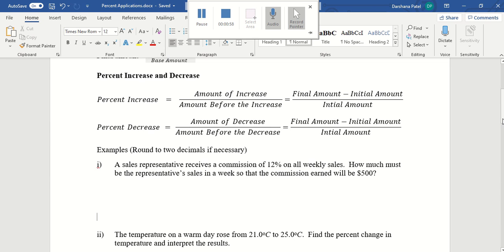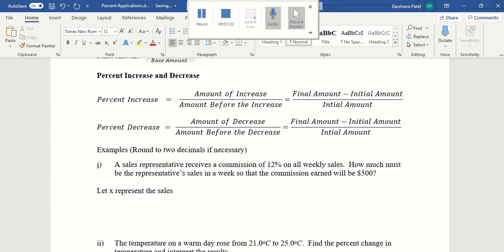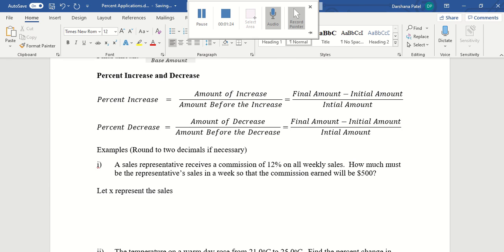The first example: a sales representative receives a commission of 12% on all weekly sales. How much must that representative sell in a week so that their commission earned will be $500? So we can do something like this. We can say let X represent the sales. In that case, we can say X times 12% equals 500.